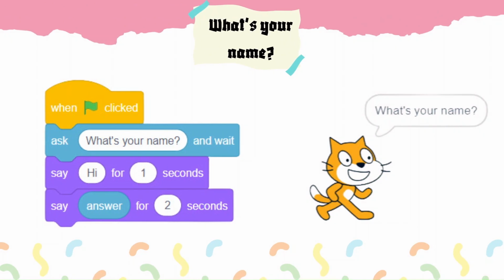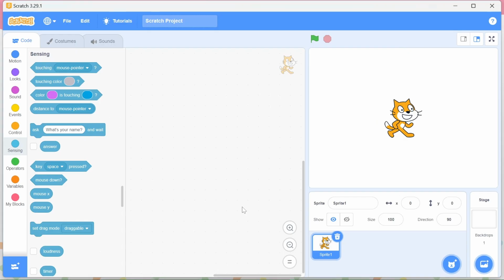Now let us go on to our Scratch editor and perform some operations there. So the very first block we are going to use is our sensing block. So let us move there. Basically, what we are going to do using this block is ask a question like what is your name, and then answer it. So let us go there and understand it very well.